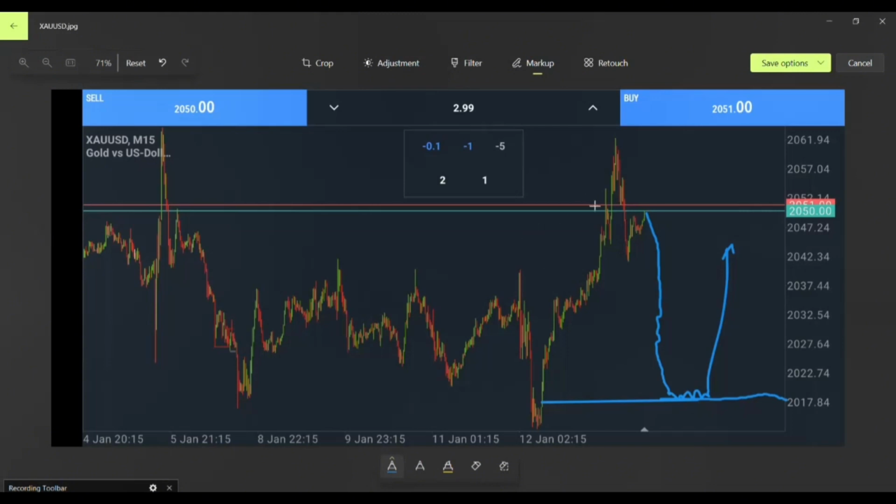So a buy limit is an order that is below the current market price. Understand it. Remember, this is the current market price here. Your buy limit order should be below the current market price. I hope that is understood.